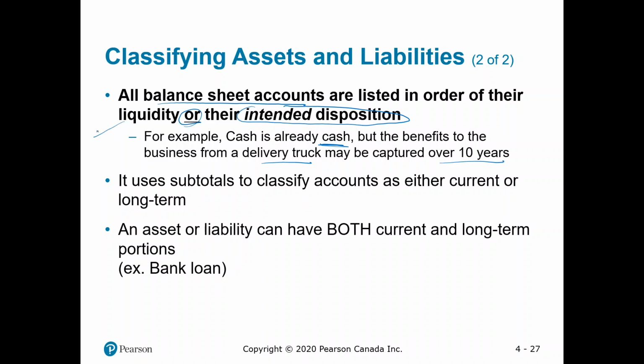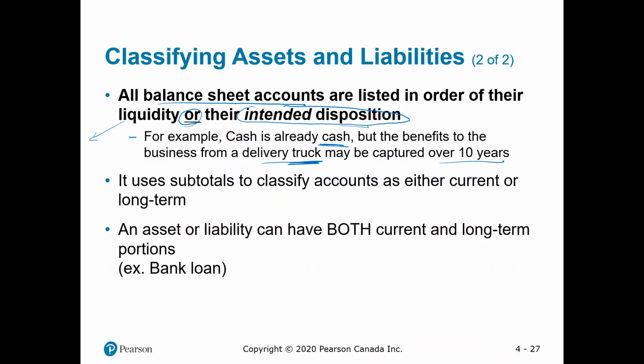And we talk about intended disposition or liquidity. So again, liquidity is how quickly it can be converted to cash. But some of our assets we never convert to cash. We never sell them. A truck is an example of that. Or supplies. We're using up those items. So as we use them up, they're then disposed or consumed. So that's another way, because you may never convert those to cash.